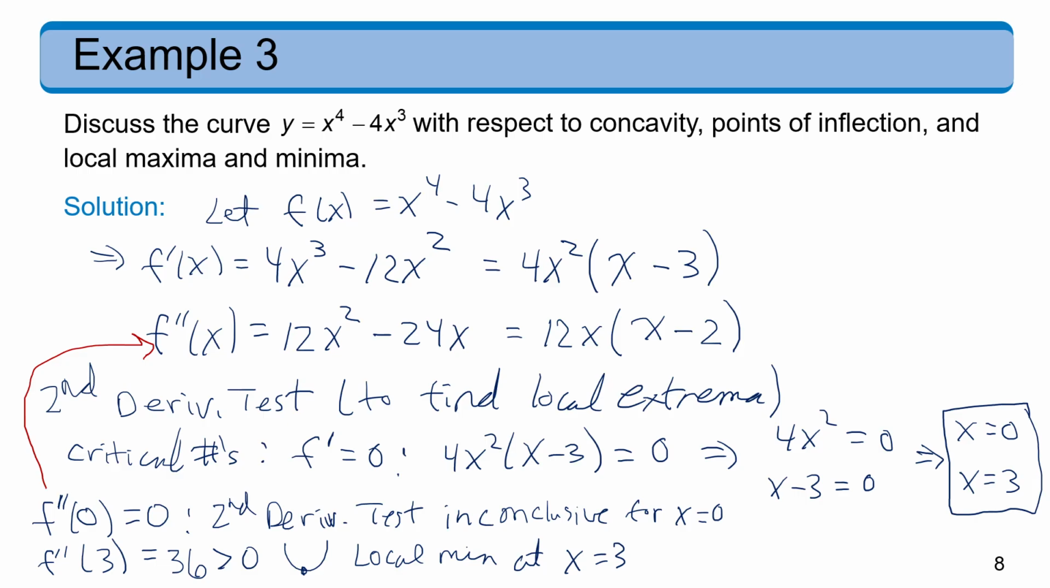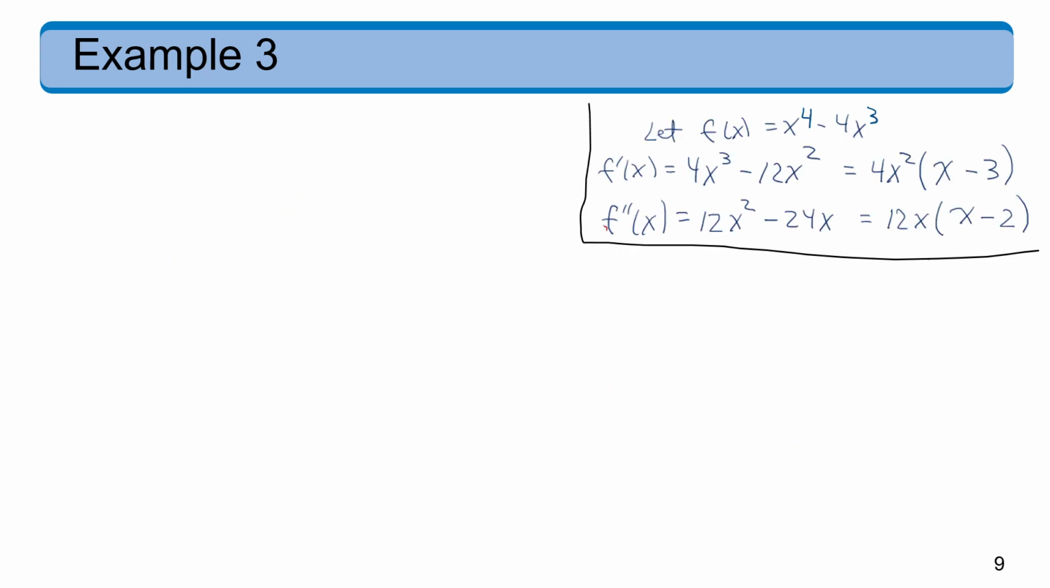So we'll continue this example on the next slide, and hopefully we'll be able to determine what's happening at x equals 0. So let's see if we can figure out what's happening at x equals 0, right? This was one of our critical numbers, and we don't know. The second derivative test didn't work to tell us if we have a local max or min, or neither, right? It's possible a critical number is neither.